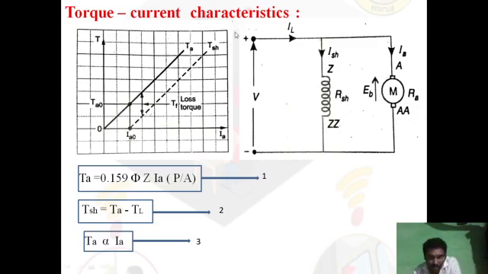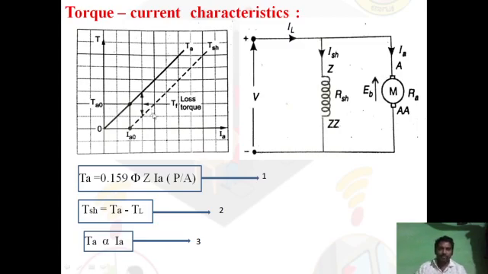Okay, so we have come to know what TA is, what TSH is, and what TF or TL is. The other one is Ia naught. What is Ia naught? It is the no load armature current. At no load, when the load is not applied, the amount of current drawn from the supply by the armature is Ia naught. What is Ta naught? Ta naught is the torque at the armature at no load. So let us discuss this.